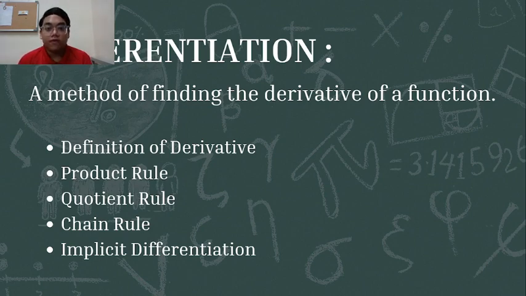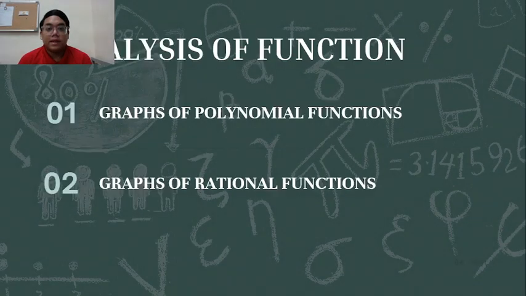There are a lot of methods for differentiation, which are definition of derivative, product rule, quotient rule, chain rule, and implicit differentiation. In application of differentiation, analysis of function is one of the applications. There are two types of analysis of function, that is graph of polynomial functions and graph of rational function.